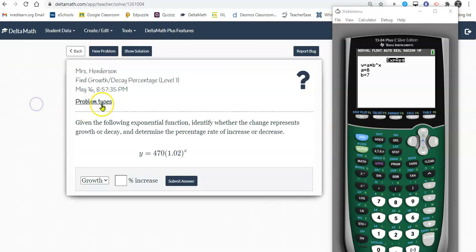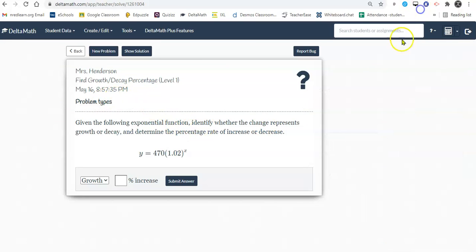Now for the second topic, find the growth or decay percentage. So for this problem, you just have to understand which value is the growth or decay value. And that would be this one, the rate of change. If the number is higher than 1, it's an increase or growth. If the number is less than 1, it's a decrease or decay. So this one is growth because it's 1.02. Now the 1 represents the whole number that I started with, 470. So I have 100% of that. And this number after the decimal represents my growth. So the number is 0.02, but as a decimal, that's 2%.